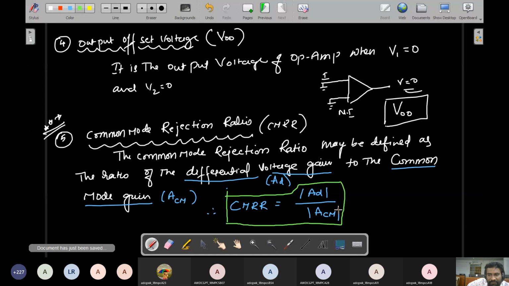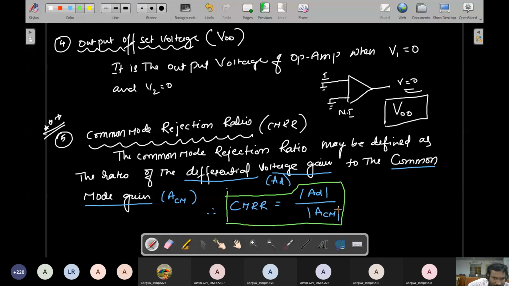So the fifth definition is the most important definition, because in so many exams this definition is asked as a 5 marks question. Common mode rejection ratio and slew rate, these two definitions are combinedly asked as a 5 marks question. Every op-amp has some CMRR value, so we can find out the value by using this formula. CMRR is equal to AD by ACM. AD is nothing but differential voltage gain divided by common mode gain.